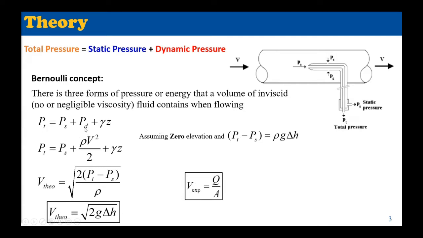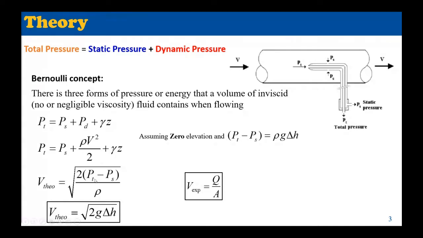Now we can replace the dynamic pressure in terms of velocity as rho v squared over 2. And if we assume the pipe is not changing its elevation, we take the pipe as our datum, then z would be 0, so this cancels out. Now we have only these three terms. If we solve for v, we call it v theoretical because we are just deriving it from the equation. We take the static pressure PS to the other side, so v theoretical is: PT minus PS, 2 goes up, rho goes down, and then square root.